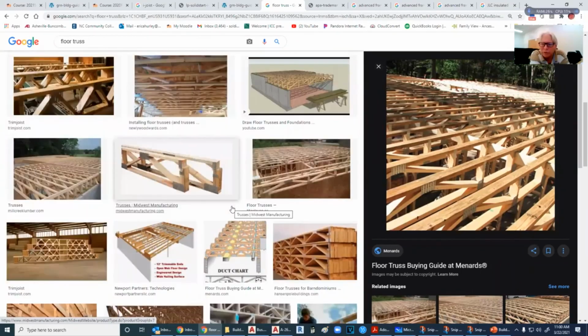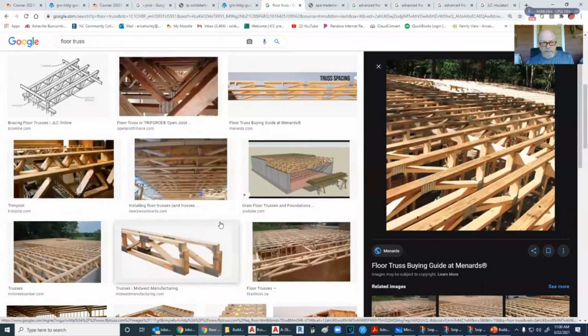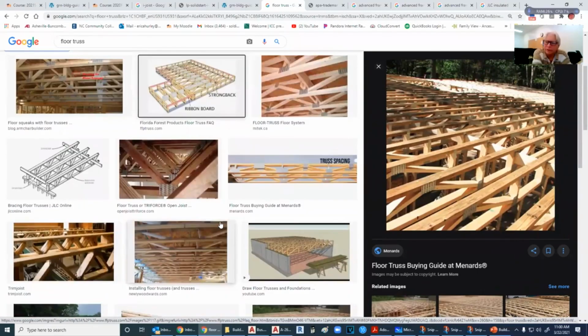What's the boards running through them for? The boards that are running perpendicular going through them. You talking about here? No, further over. Here? Yeah, what's that for? Stability. That could be an LVL.